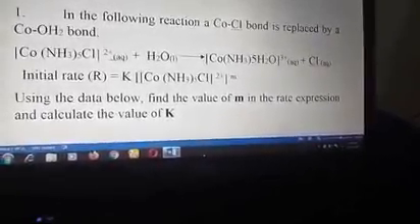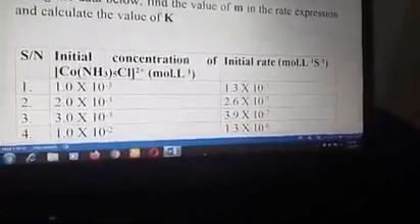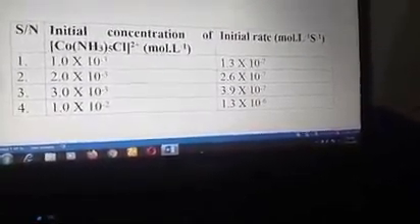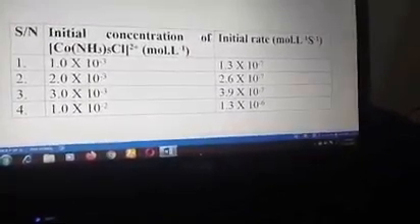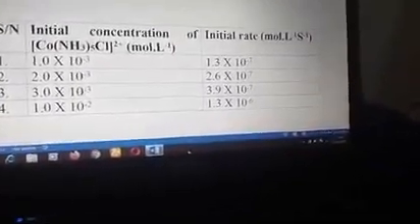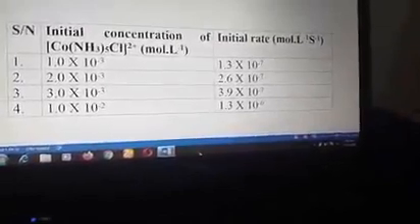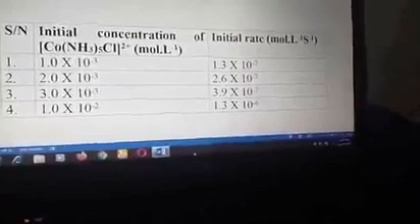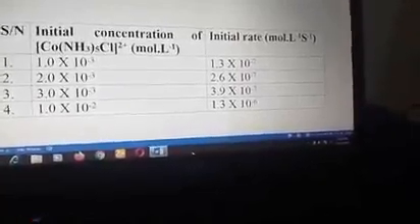You can observe it very well. So we have a table here. The initial concentration of a cobalt complex given to us is 1.0 × 10^-3, and then the initial rate is 1.3 × 10^-7. Number 2, the initial concentration of the cobalt complex is 2.0 × 10^-3, and its initial rate is 2.6 × 10^-7.